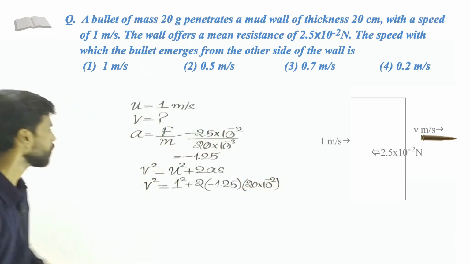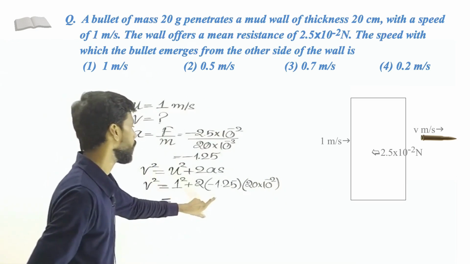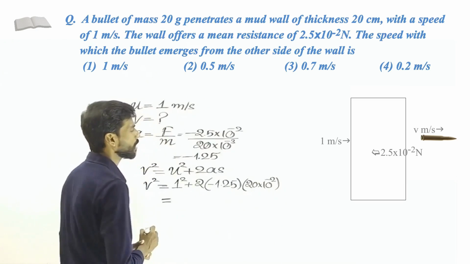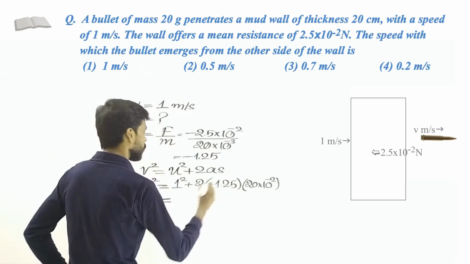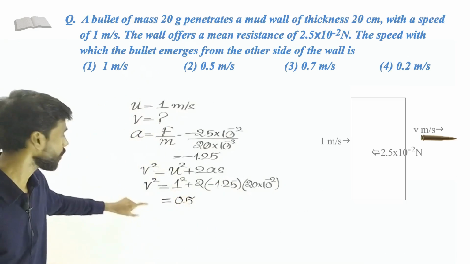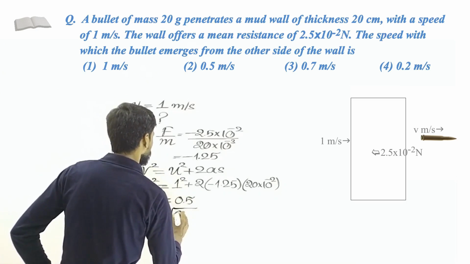Okay, so let's simplify this. V squared equals 1 minus 1.25 times 2 times 10 to the power minus 2. This is 2.5 multiplied by 2, so that is 5 times 10 to the power minus 2. So we get the answer 0.5. So this is V squared. V squared is found, we have to find V. So V is equal to the square root of 0.5.